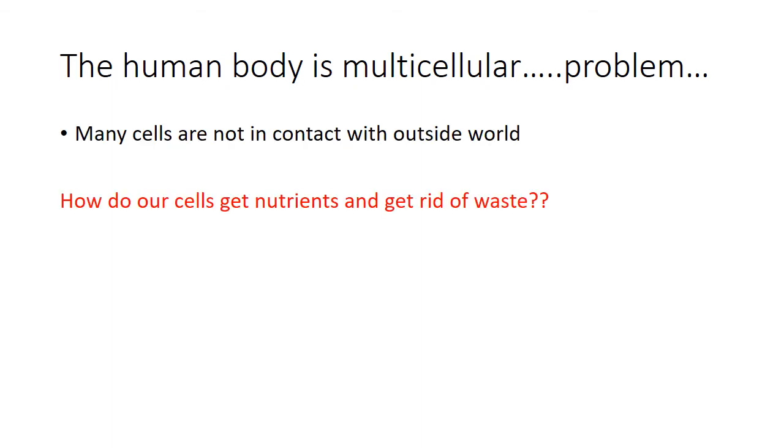But the human body is multicellular. It has many cells. This is a problem. Why is it a problem? Well, many of the cells are not in contact with the outside world. So how do those cells get their nutrients and get rid of waste?